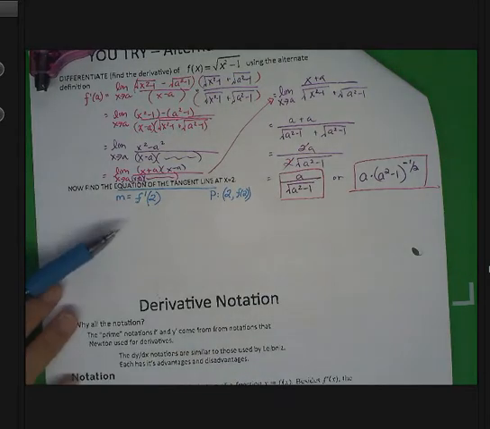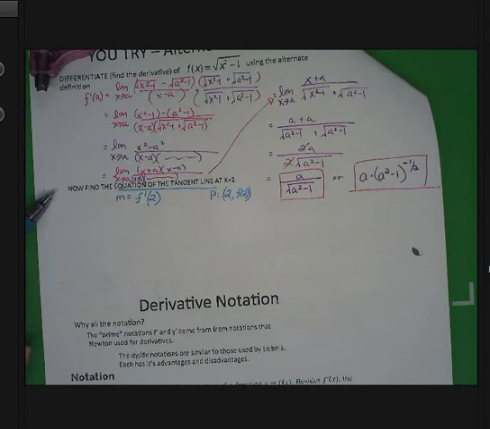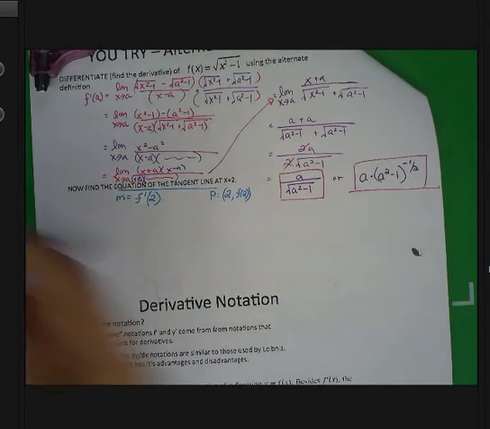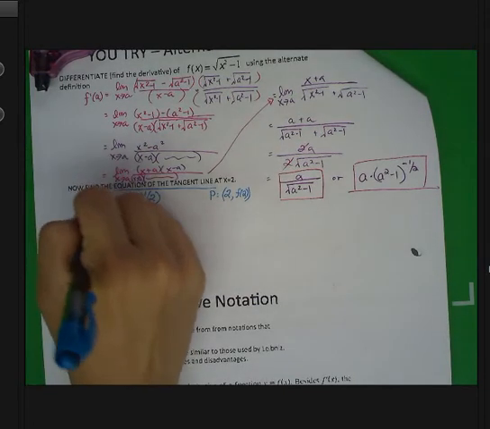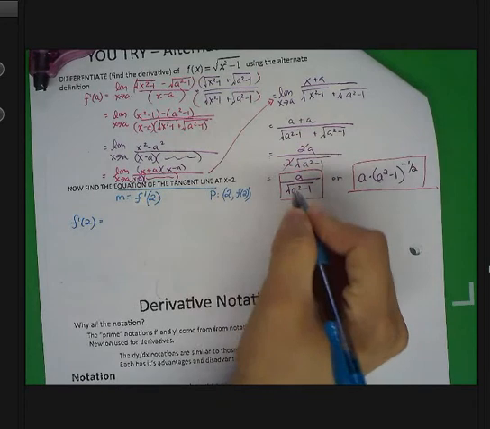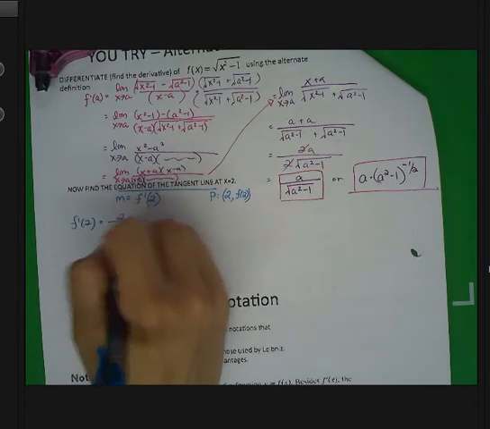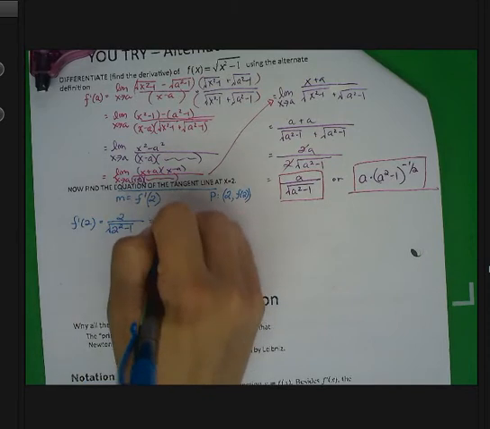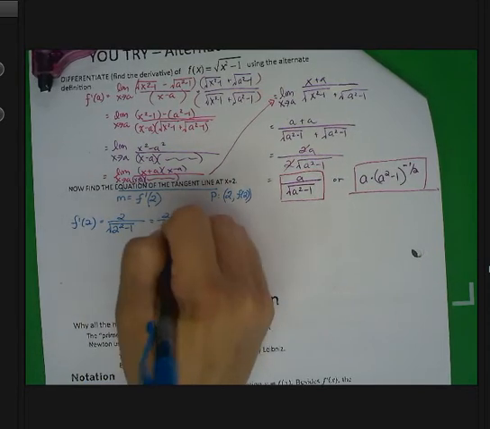So now I have to just go ahead and find those. Do you guys know how to find f prime of 2? Yes. F prime of 2 is going to be, just plug 2 into this, so 2 over the square root of 2 squared minus 1, which is 2 over square root of 3.